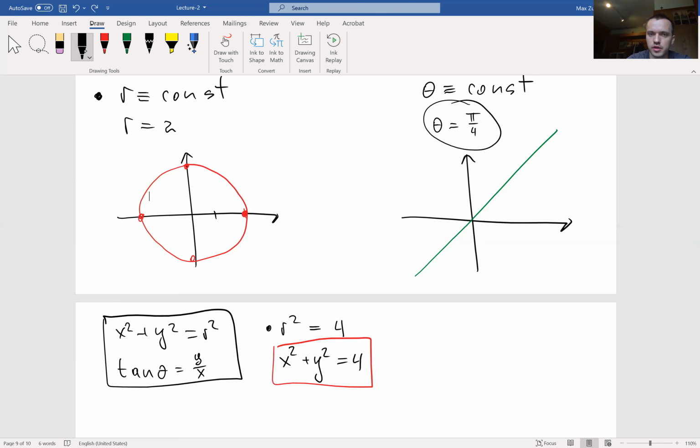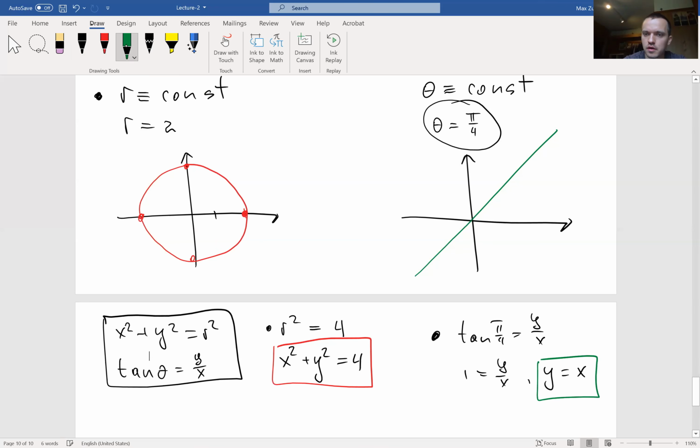But for this equation over here, it's slightly different. Here I'm going to use my second equation. I know that theta is always constant and equals pi over 4. So I'm going to write that tangent of pi over 4 is equal to y over x. But then I have that 1 is equal to y over x. So that means that y is equal to x. And that is exactly the equation of the line that has pi over 4 angle with the x-axis.